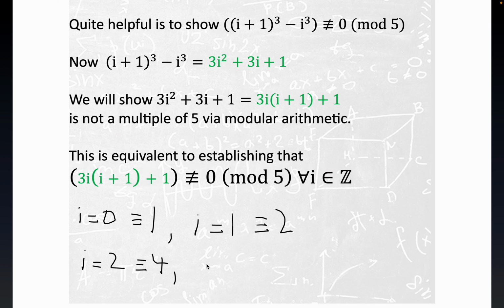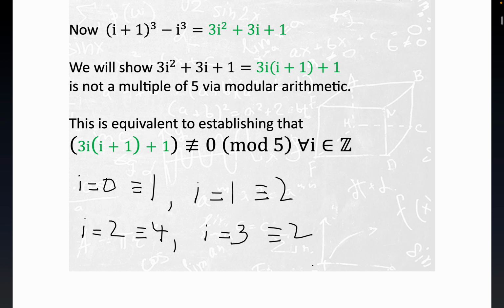Okay, so i equals 3. We get 9 right here, since 3 times 3 is 9. Then 9 times 4 is 36, plus 1 is 37, so you would get congruent to 2. Again, I may be making mistakes here, I hope not. And finally, i equals 4.